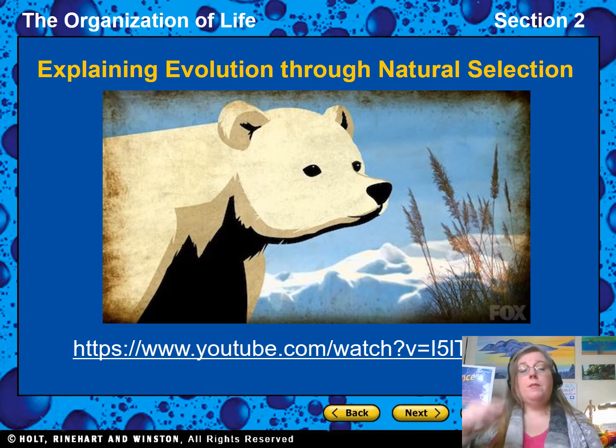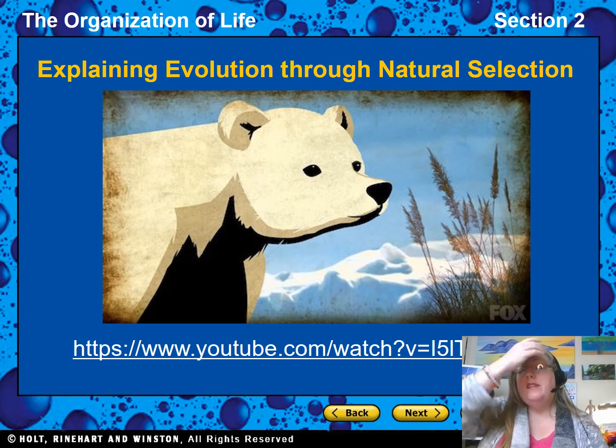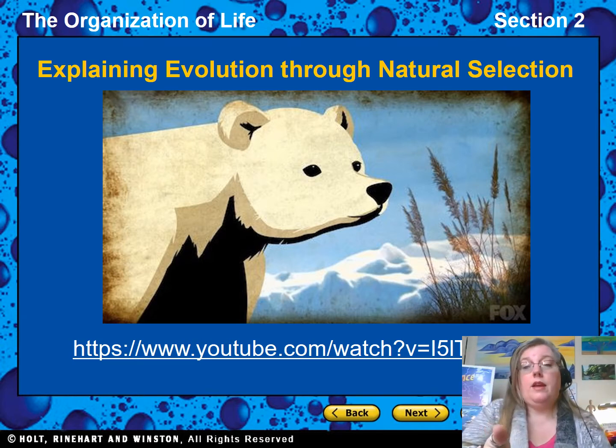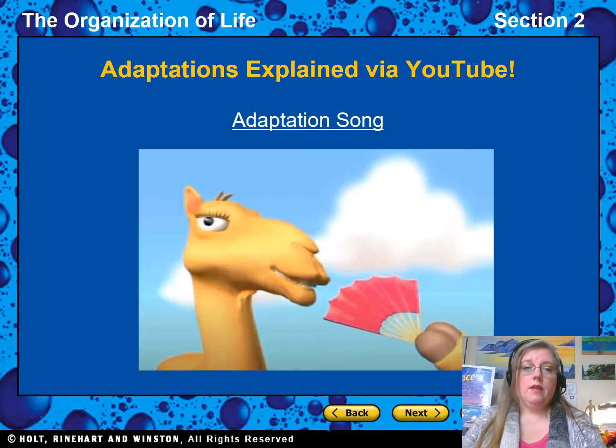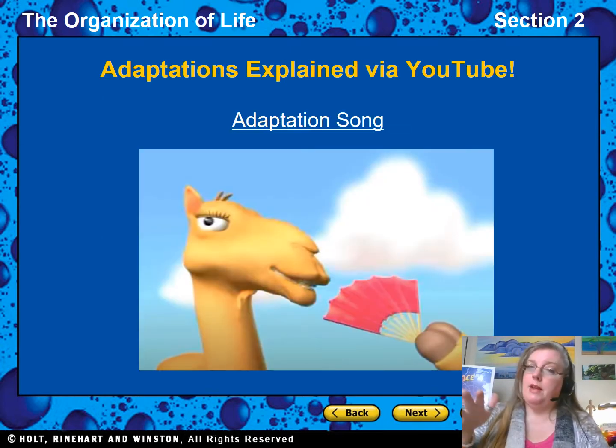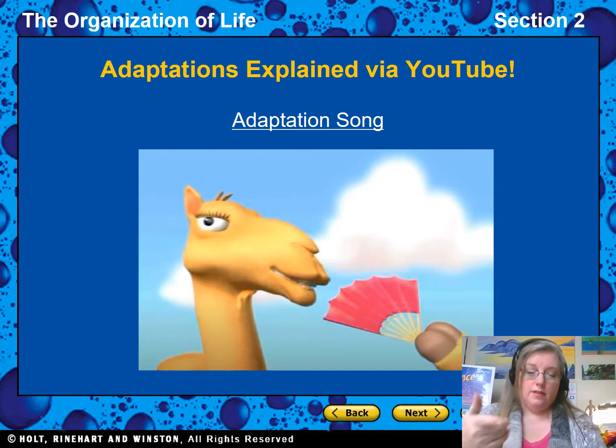Now this is a film clip that I would love for you to watch. This is how polar bears came into existence. All bears at first were brown. Every bear at first was brown. So this goes through how evolution works to make polar bears. That would be fun for you to watch too. And this is a funny little song about adaptations. It's a little ridiculous, but it is a funny little song about adaptations, in this case, adaptations of a camel.